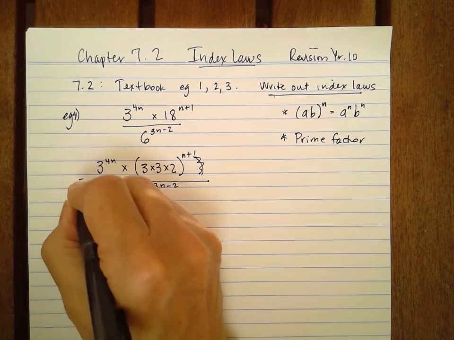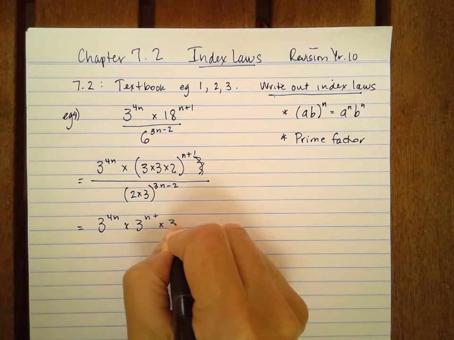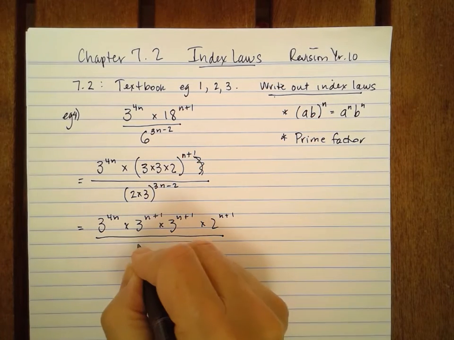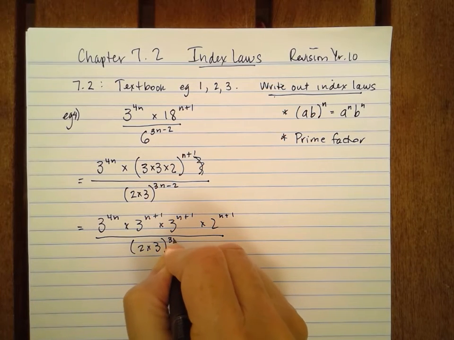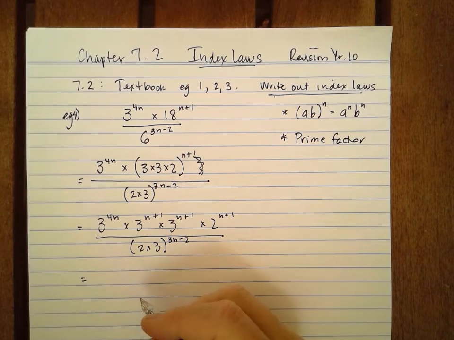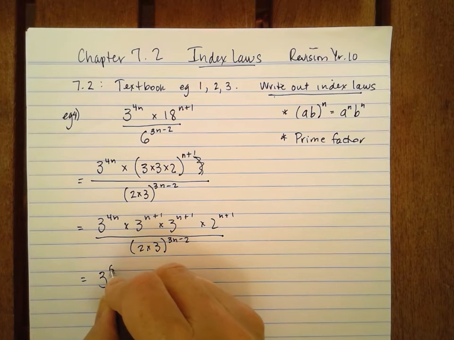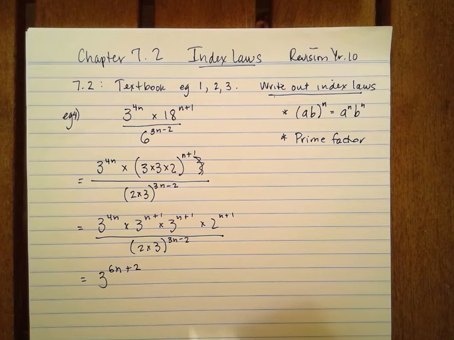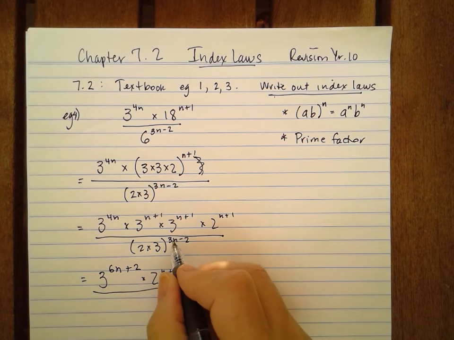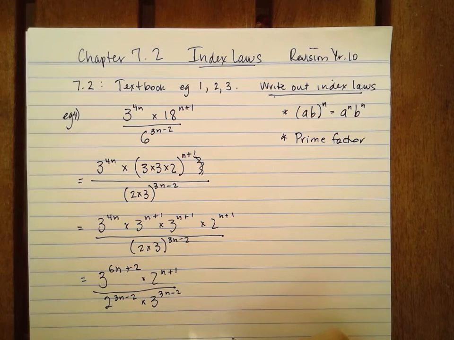And so I get, that equals 3 to the 4n times 3 to the n plus 1 times 3 to the n plus 1 times 2 to the n plus 1, all over 2 times 3 to the 3n minus 2. Okay, cool. I'm going to maybe fit one more line down here before I go off the page. So that's 3 to the 4n, 5n, 6n. Remember, when I'm multiplying like bases, I can add the exponents, 6n plus 2. Then times 2 to the n plus 1, I'm sorry, over 2 to the 3n minus 2 times 3 to the 3n minus 2. Okay, I think so far so good.